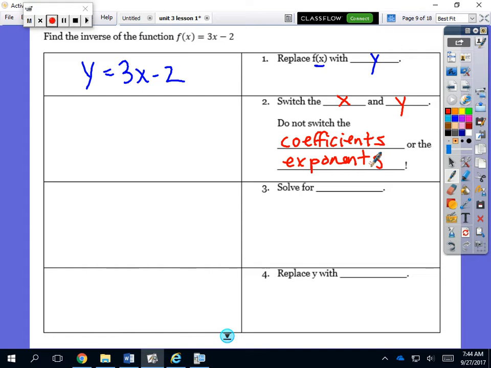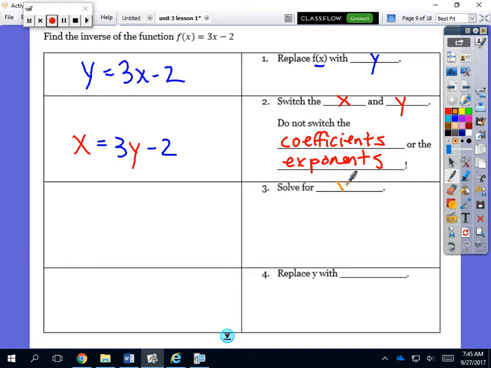So if I'm doing that, I'm just switching where the x and y are. So now I have x equals 3y minus 2. So those two things just switch spots. The 3 stayed where it was, the minus 2 stayed where it was.